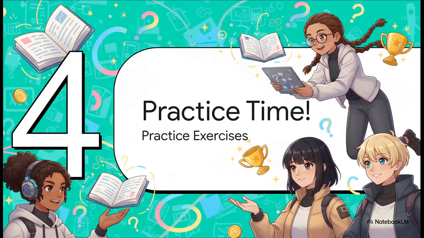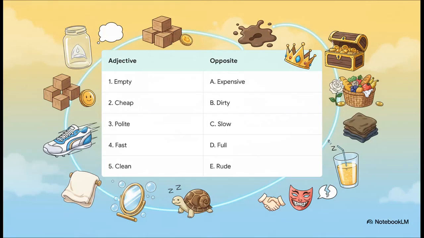Simple as that. All right, enough with the theory. You've got the words, you've got the rules. Now it's time to put it all into practice. Let's do a quick challenge and see what you've picked up. Okay, so on the left, we've got 5 adjectives. On the right, their opposites are all mixed up. Your mission, should you choose to accept it, is to match them up. I'll give you a second. Ready? Let's check. Empty goes with full. Cheap goes with expensive. Polite matches with rude. Fast connects to slow. And finally, clean pairs with dirty.